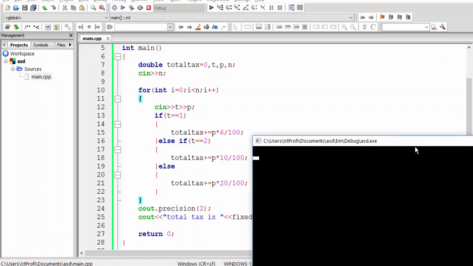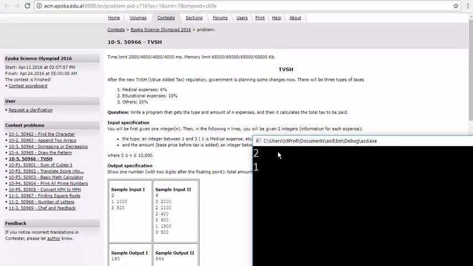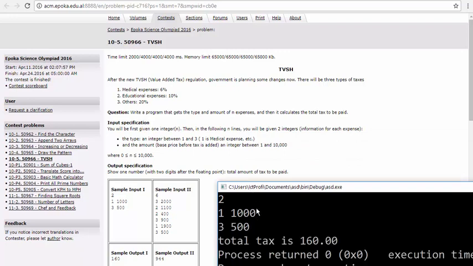Let me quickly write 2 values. I will write the values from the internet. First 1000, third one 500. So as you see, we will have 2 decimals at the end of the number.